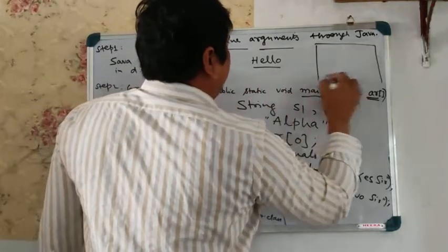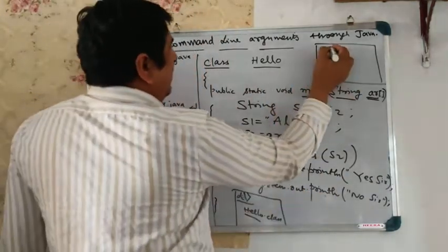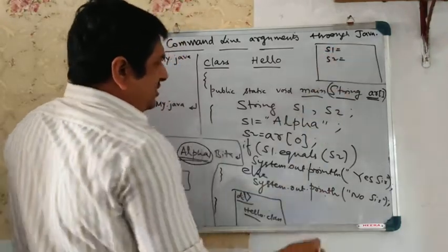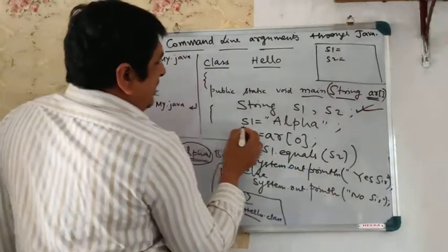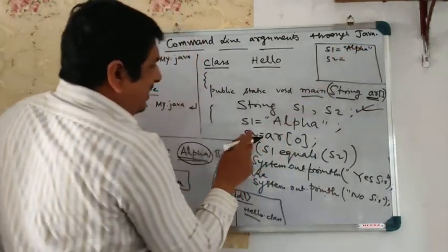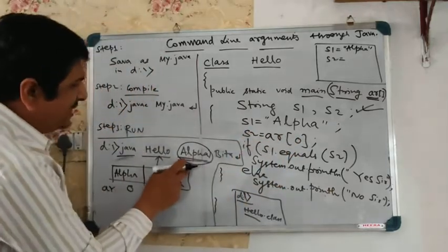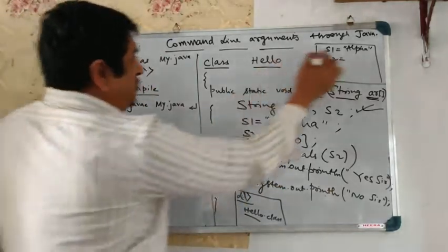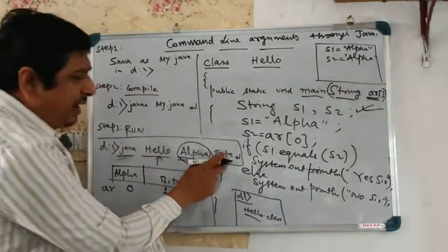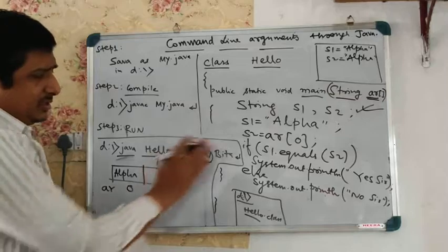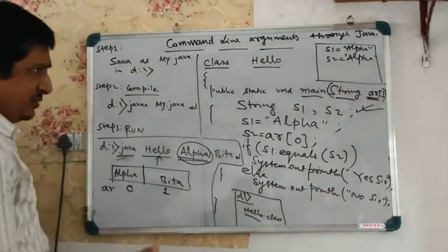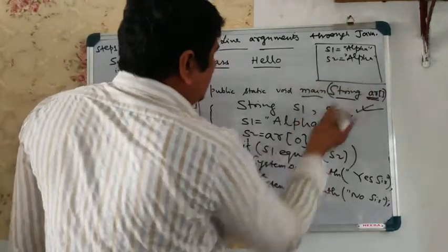Let us see. This is my computer's memory. Here S1 contains a 0 length string, and S2 contains a 0 length string. After doing this, S1 equals alpha, so it will contain alpha. Now if I write S2 equals AR0, and I pass alpha, S2 will contain alpha. Even though you passed beta, it will not be used. You passed it, but it is not used. It may happen that it was not used. No problem. So S2 equals alpha.